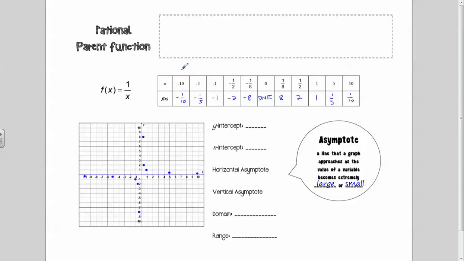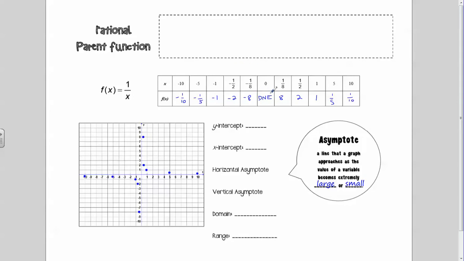So when x is negative 10, the value of the function is 1 over negative 10. When x is negative 5, the value of the function is 1 over negative 5, and so on. I want to call special attention to the result when x equals 0. We have looked at two restrictions in class. One of those restrictions is that we cannot divide by 0. Well, in the parent function for rational functions, the denominator is x. So when x equals 0, we are dividing by 0, and the value of the function is undefined.